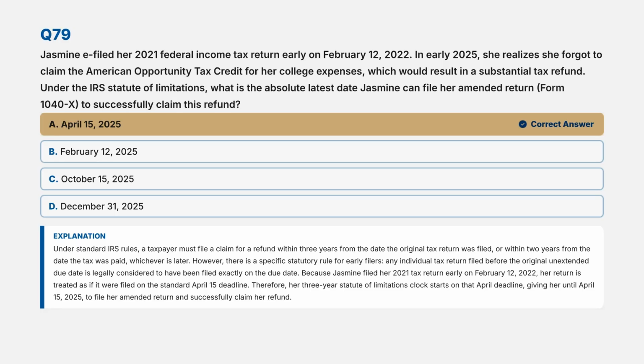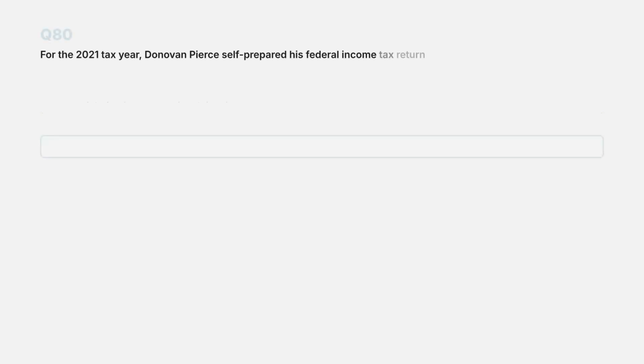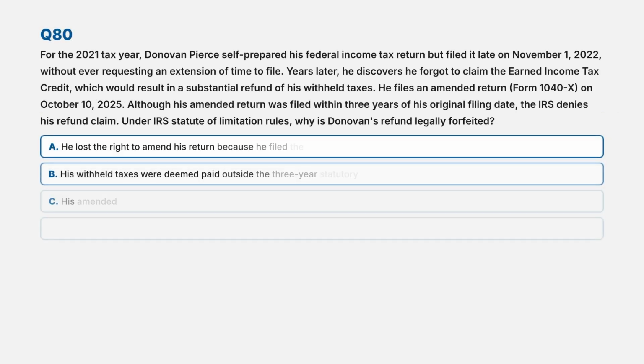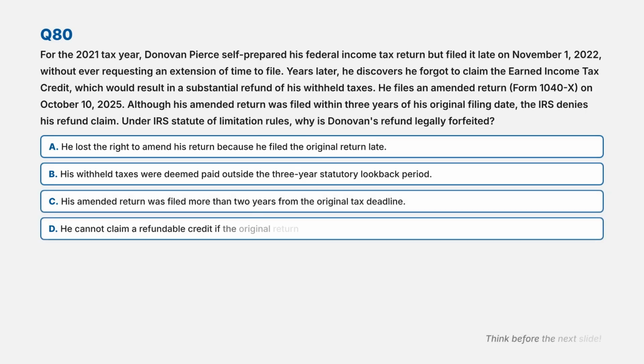Excellent. Let's move on to question 80. Question 80. Here's the scenario. For the 2021 tax year, Donovan Pierce self-prepared his federal income tax return but filed it late on November 1st, 2022 without ever requesting an extension of time to file. Years later, he discovers he forgot to claim the earned income tax credit, which would result in a substantial refund of his withheld taxes.